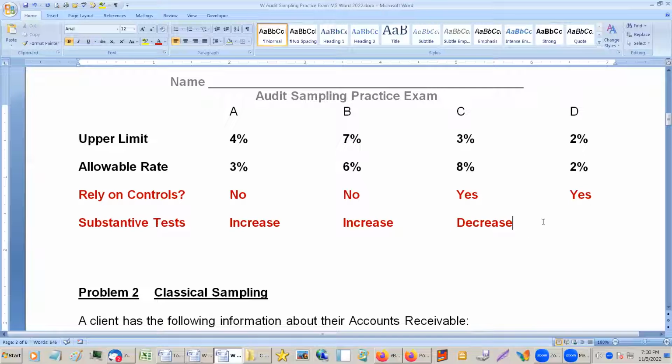Now, as far as our substantive tests, notice that these are exactly the same. So whatever our planned substantive test is, it's probably going to stay the same most likely.